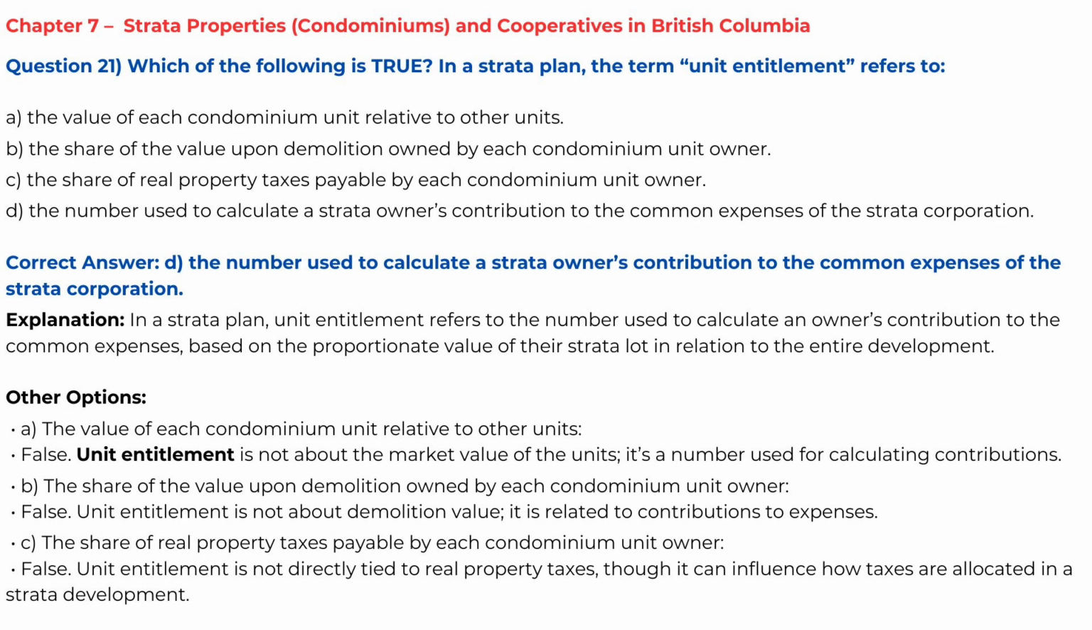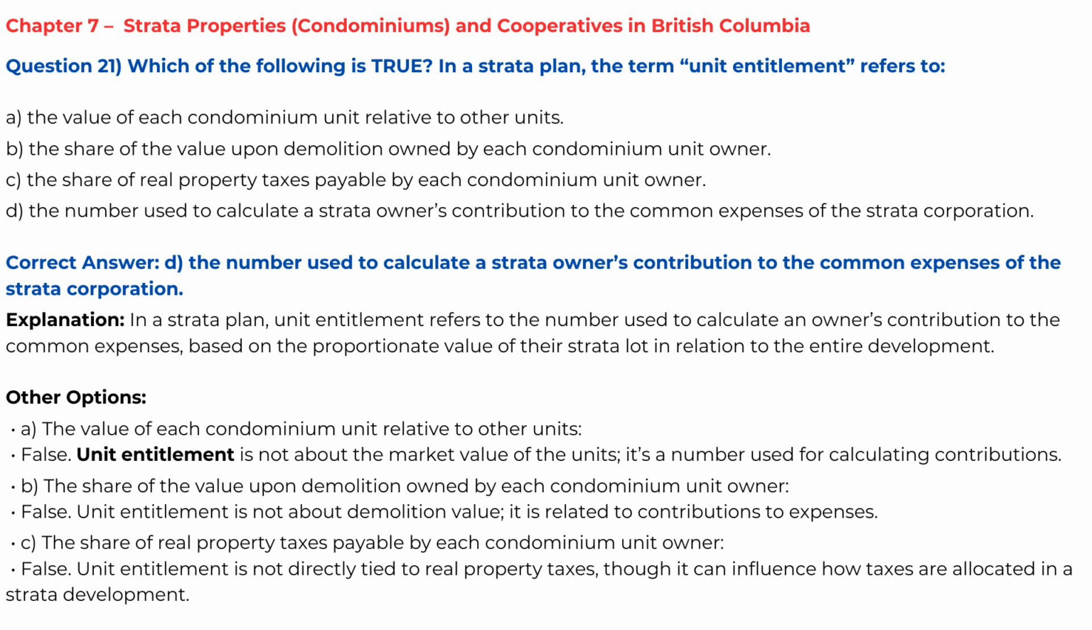Question 21. Which of the following is true? In a strata plan, the term unit entitlement refers to. Correct answer: D. The number used to calculate a strata owner's contribution to the common expenses of the strata corporation. Explanation: in a strata plan, unit entitlement refers to the number used to calculate an owner's contribution to the common expenses based on the proportionate value of their strata lot in relation to the entire development. Other options: A. The value of each condominium unit relative to other units. False. Unit entitlement is not about the market value of the units, it's a number used for calculating contributions.